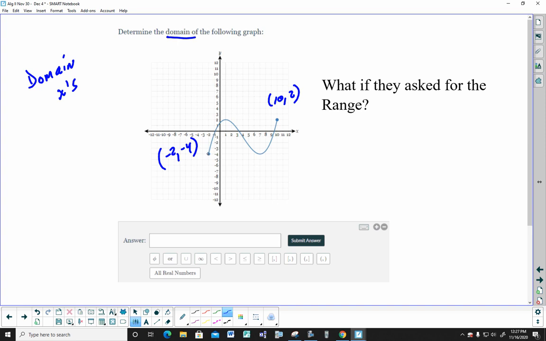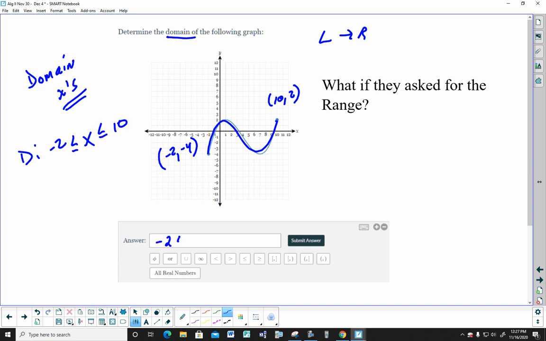Domain: your graph starts here, and it moves along, it moves along, and ends here. I'm reading from the left to the right. Starts here, moves along to the right. So it's starting at -2, domain is your x's, and it's ending at 10, and it's trapped between those. So the domain deals with your x's, it's trapped between -2 and 10, and that's what you'd write here.